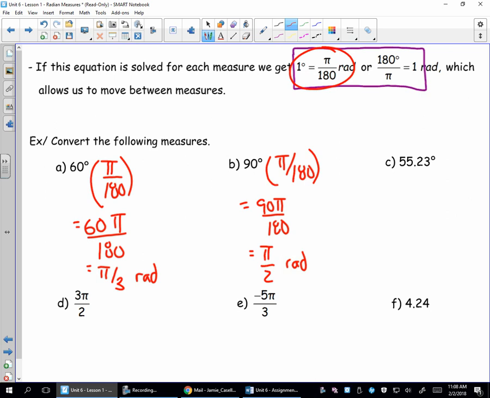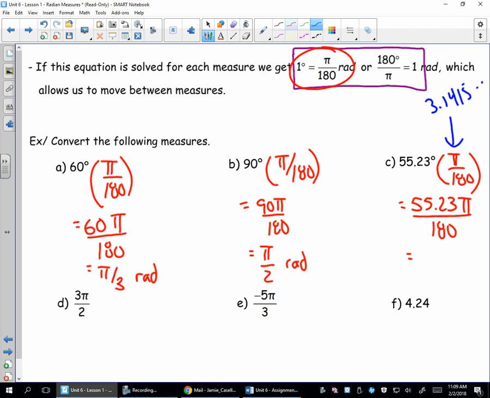Not all angles have to be nice ones. So we got 55.23 degrees here. We can still use the same process of pi over 180, which would give us 55.23 pi over 180. And here's where sometimes it doesn't make sense to simplify because we have a decimal and a fraction. We don't really simplify that. But we can think of pi as being a number, right? We know what pi is. Pi is what? 3.1415 dot, dot, dot.